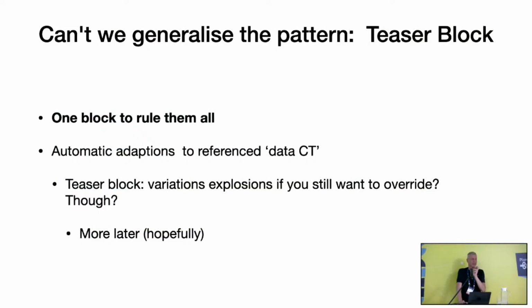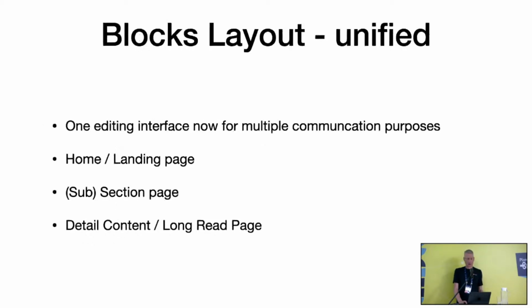But can we generalize this pattern of a data content type and presenting it somewhere? Because we have the teaser block. So to speak with Lord of the Rings, one block to rule them all. And what you can do is automatic adaptations to the referenced content type and just say, okay, the default variation of my teaser block will adapt to anything that comes in on the reference. The only problem there is if you start to look at the design, then you will start to see exceptions, and then you start to create variations and more variations. And if you don't watch out, it will be setting up and configuring again for the content editors.